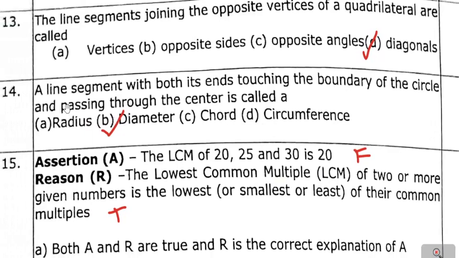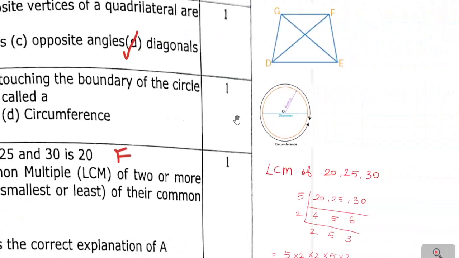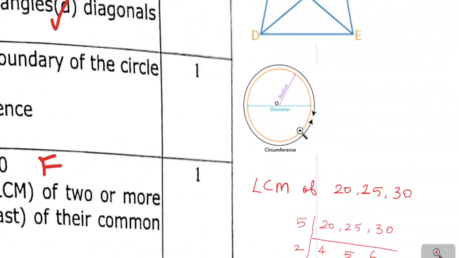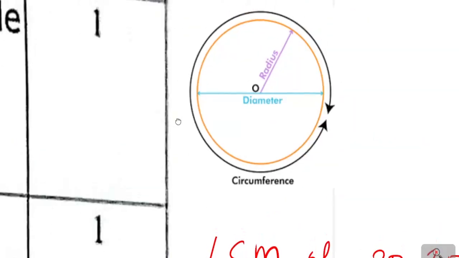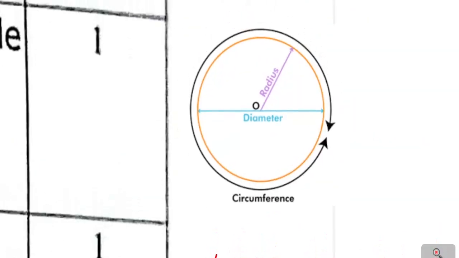14th question, a line segment with both its ends touching the boundary of the circle and passing through the center. So take this picture. This is the circle. This is the line which joins the two boundaries, one boundary and another boundary, and passes through the center. So this is called the diameter.